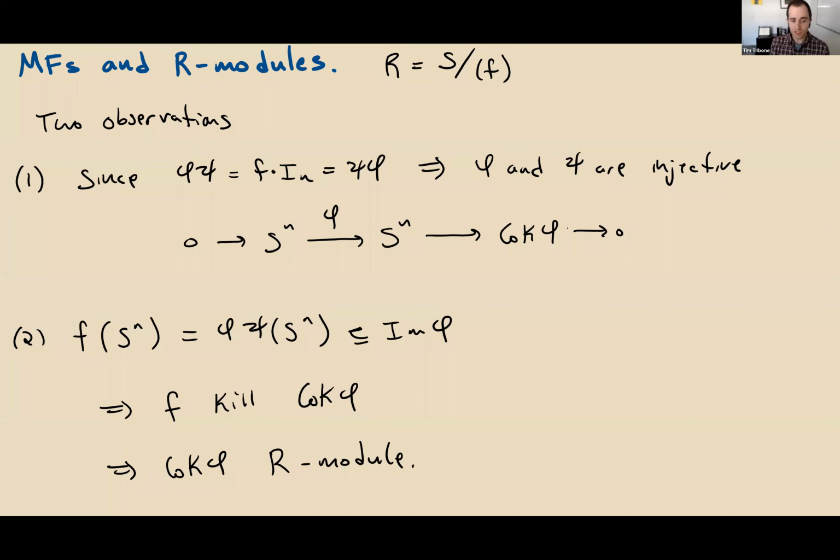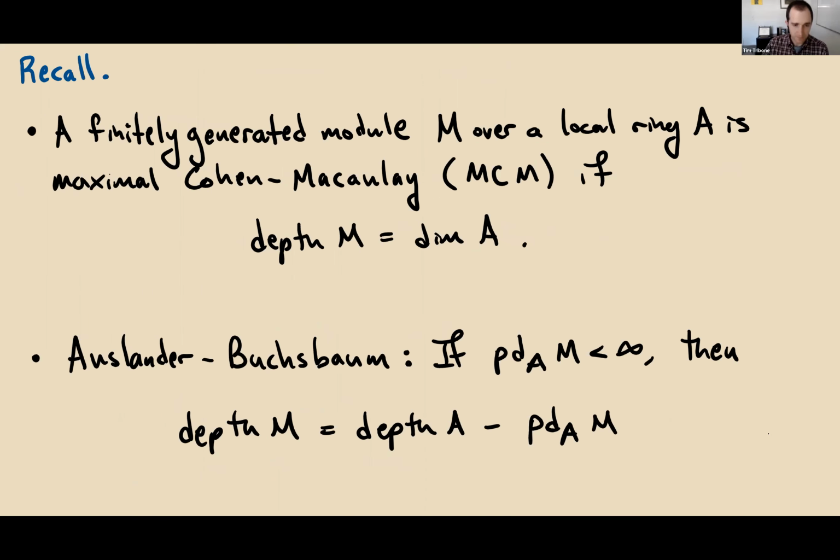It's not just any old R module, it's a special type of R module, which I'm going to tell you about on the next page. I've pre-written these definitions, but let's talk through them quickly. The special type of R module is called a maximal Cohen-Macaulay module. If you have a finitely generated module over a local ring A, call it maximal Cohen-Macaulay if the depth is equal to the dimension of the ring A, in other words, the maximal possible value.